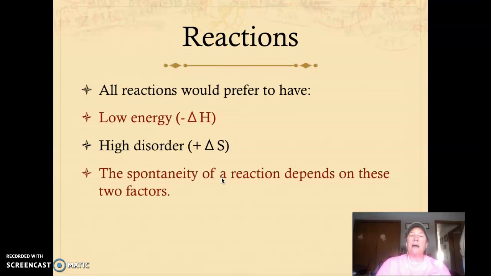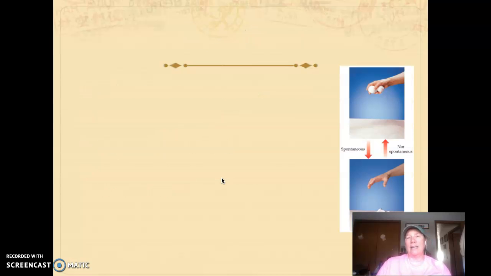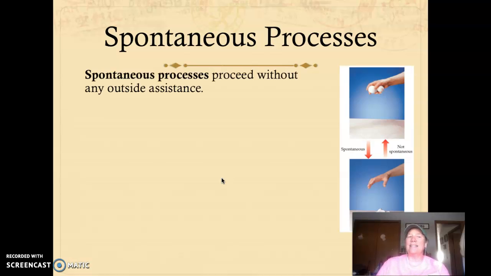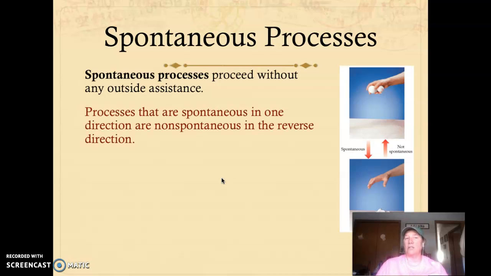Okay. The spontaneity of a reaction depends on these two factors, on the delta H and the delta S. And again, I showed you that on the chart. But there's some other things I want you to realize, okay? If you have a spontaneous process, it's going to happen without assistance. It's a normally occurring thing. You don't have to add outside assistance, the reaction is going to happen.